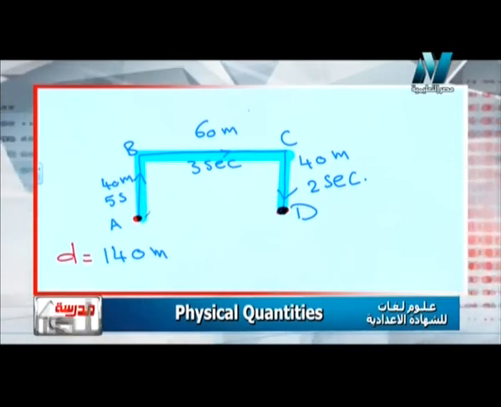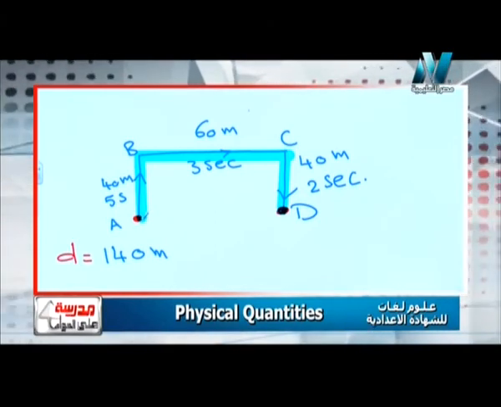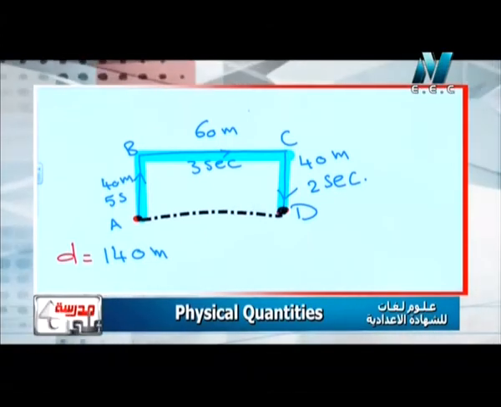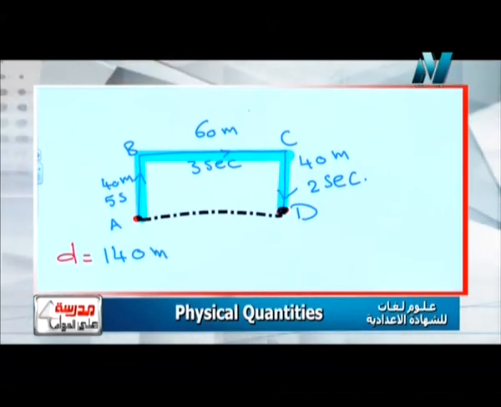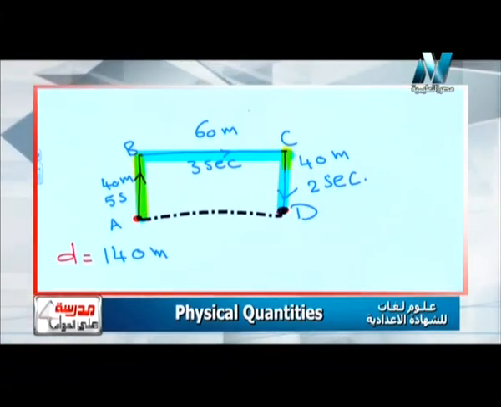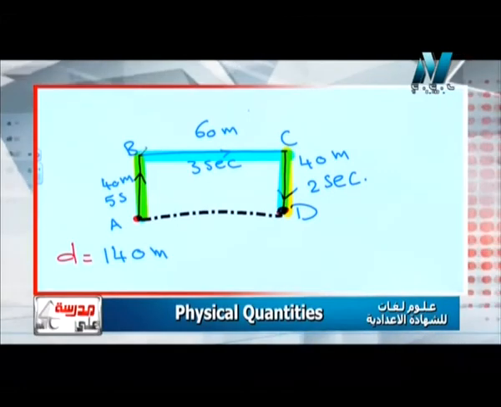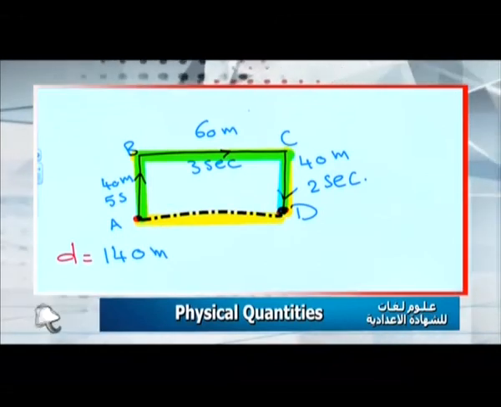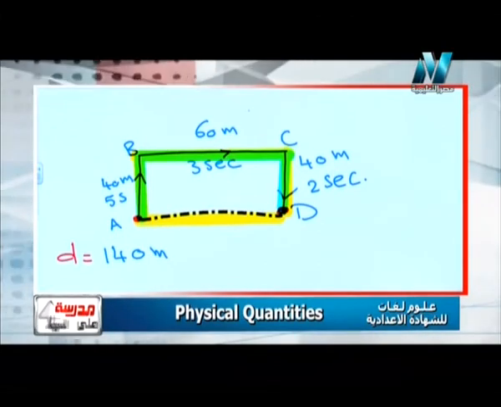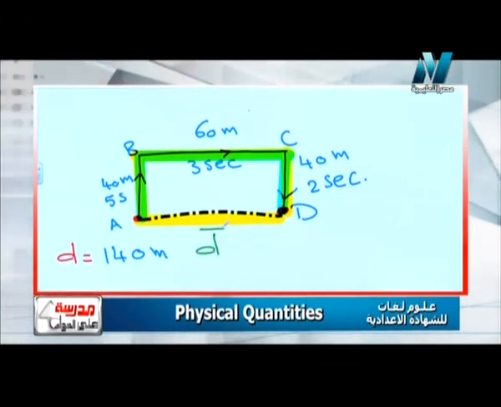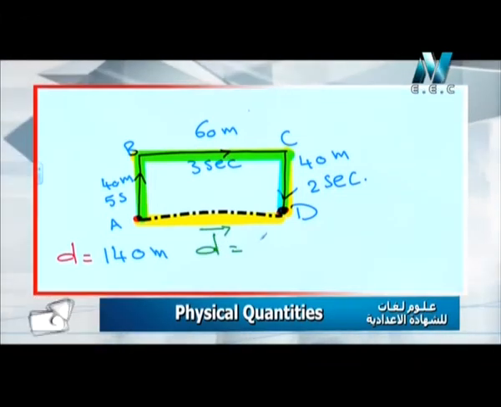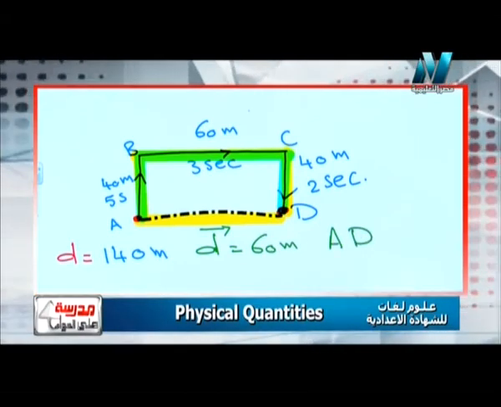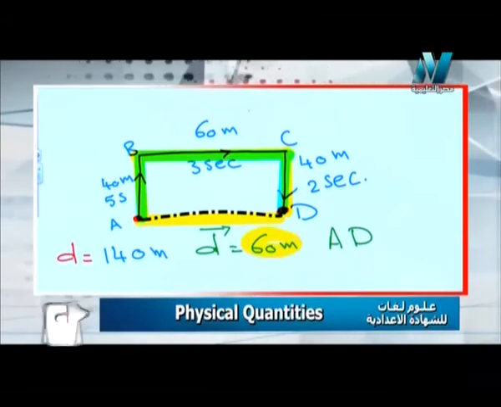If we want to calculate the displacement, we know displacement is the shortest straight line between the starting point and the ending point. So how can we calculate it? We know these two lines here are parallel and equal, as we studied in geometry, so these two 60-meter lines are equal. Here we have displacement, and in this case it equals 60 meters, AD. So I identify it by magnitude and by direction.